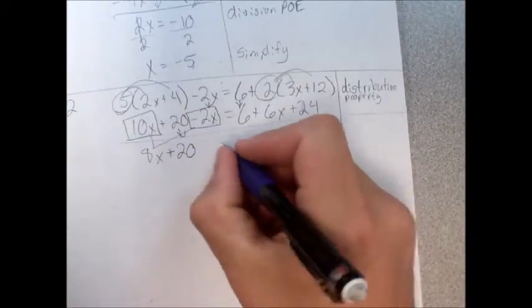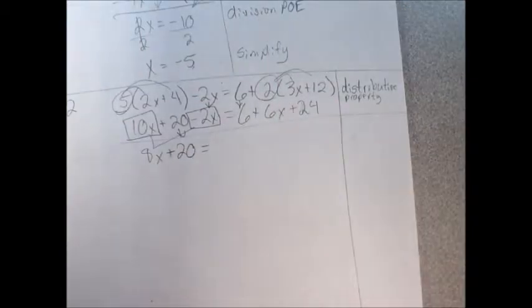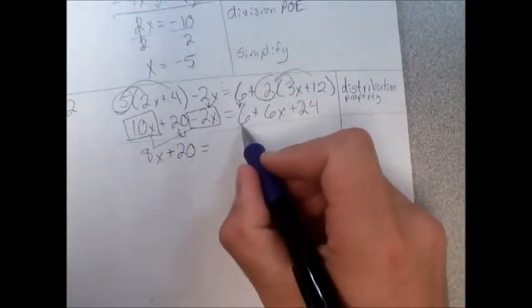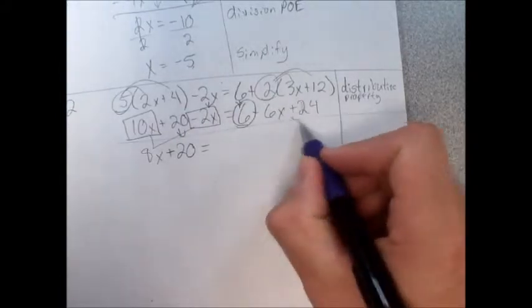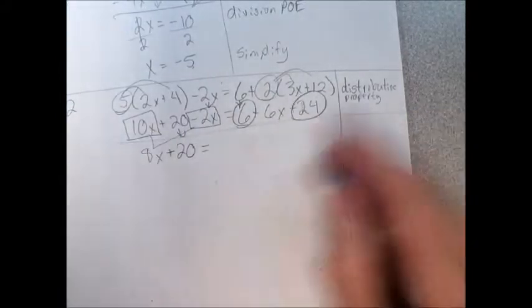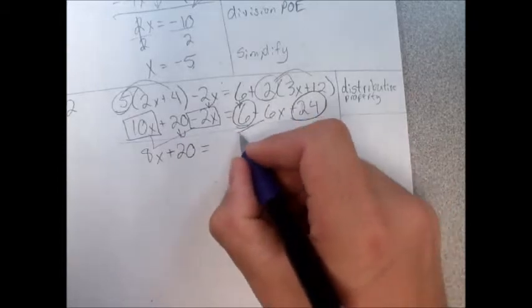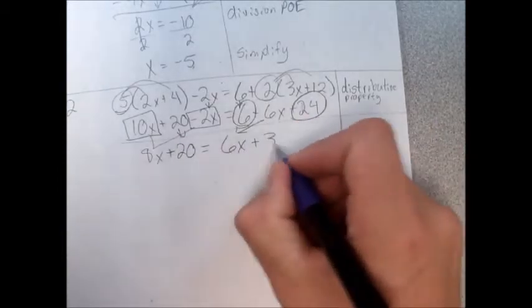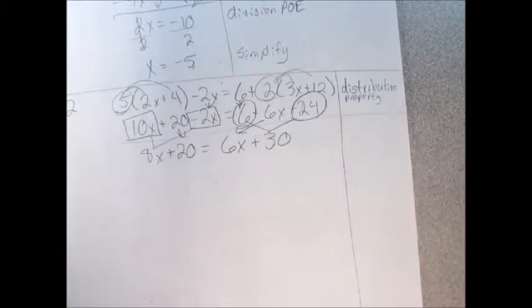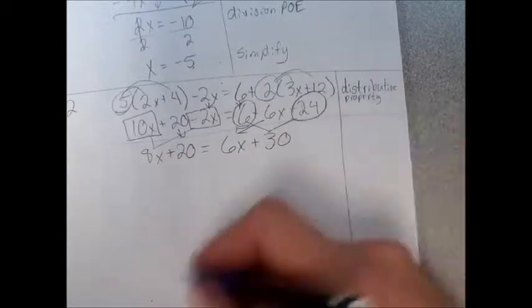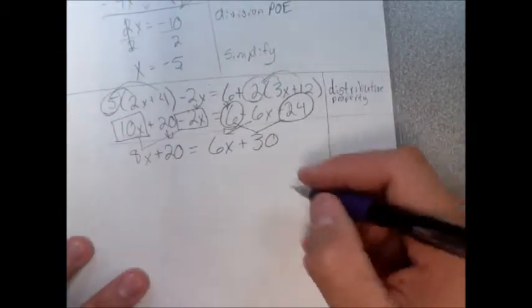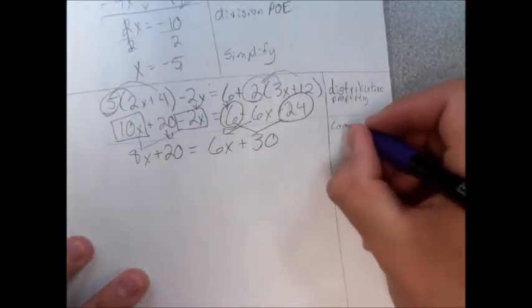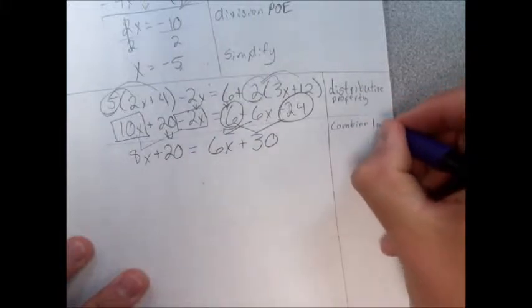Okay, I have my equal sign again. Over here I have a 6 and a 24 that need to be combined, and then I just need to drop down my 6x. So I have 6x plus 30 when I combine those two things. Okay, so what is that called? Combining like terms. So that's combine like terms.